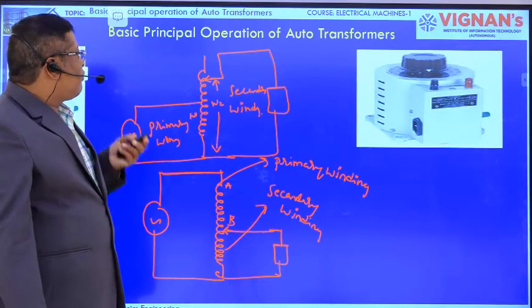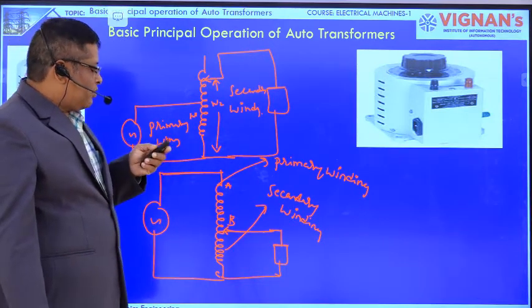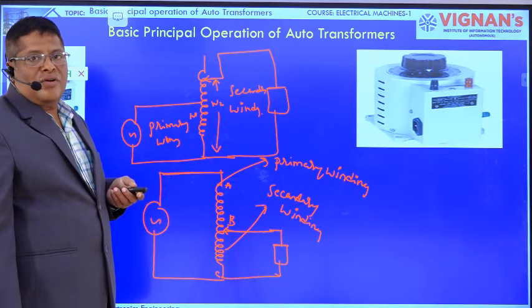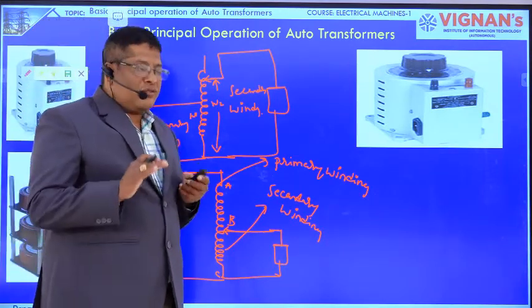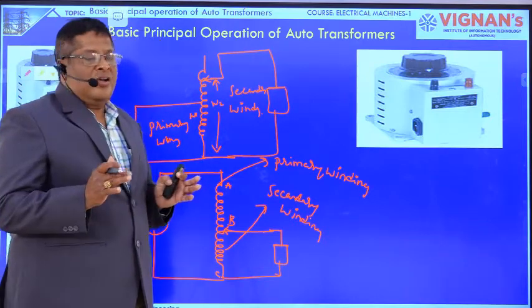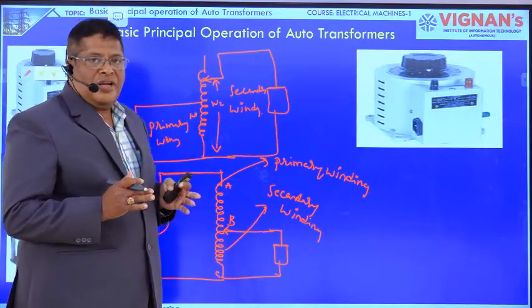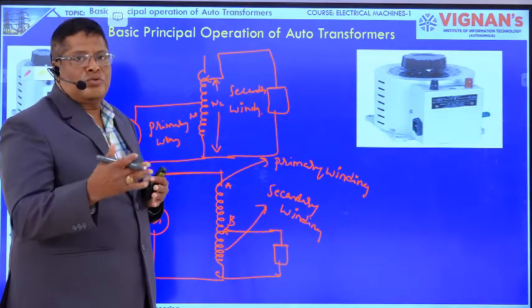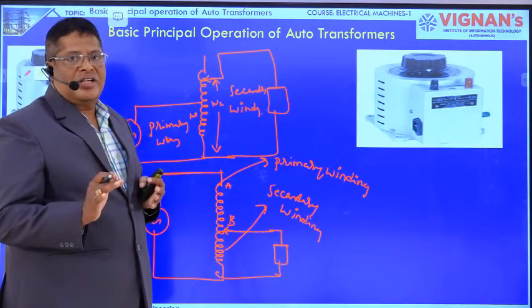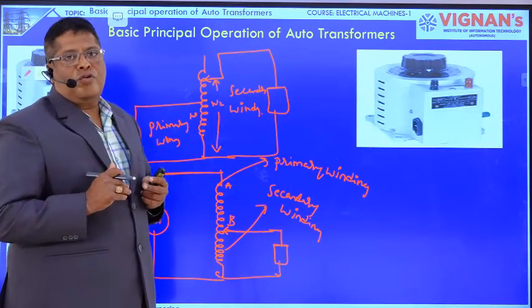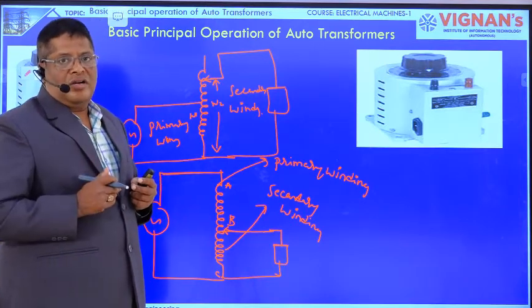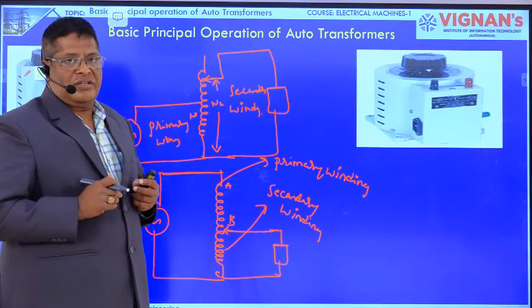Next application: we are using the auto transformer to start the induction motor. At the time of starting, we should not apply the rated voltage to the induction motor. By means of the auto transformer, we apply a lower voltage to the induction motor so that the motor starts. Once the speed of the motor increases, gradually you apply the full voltage to the induction motor.